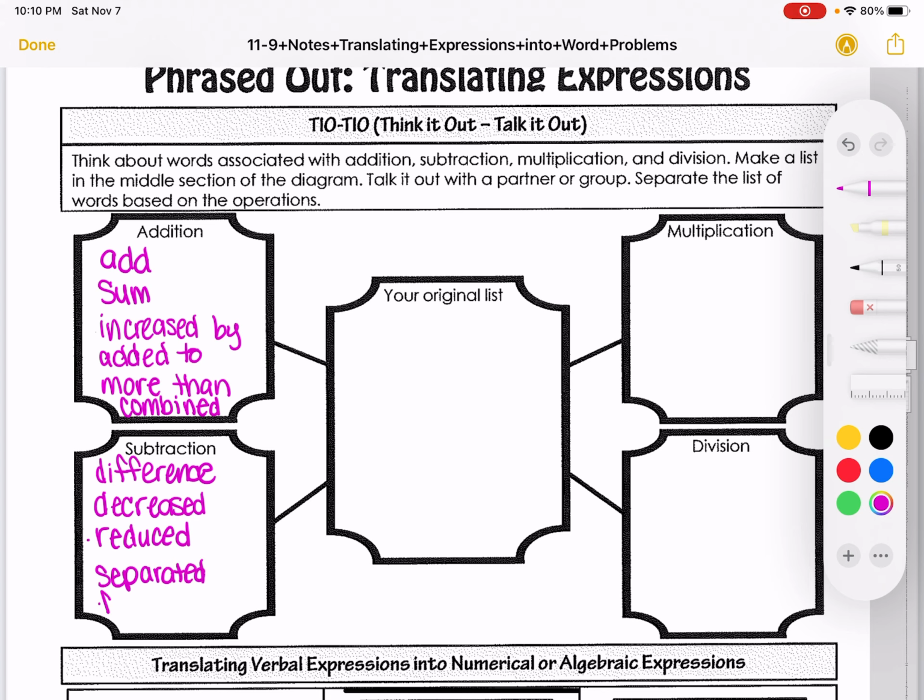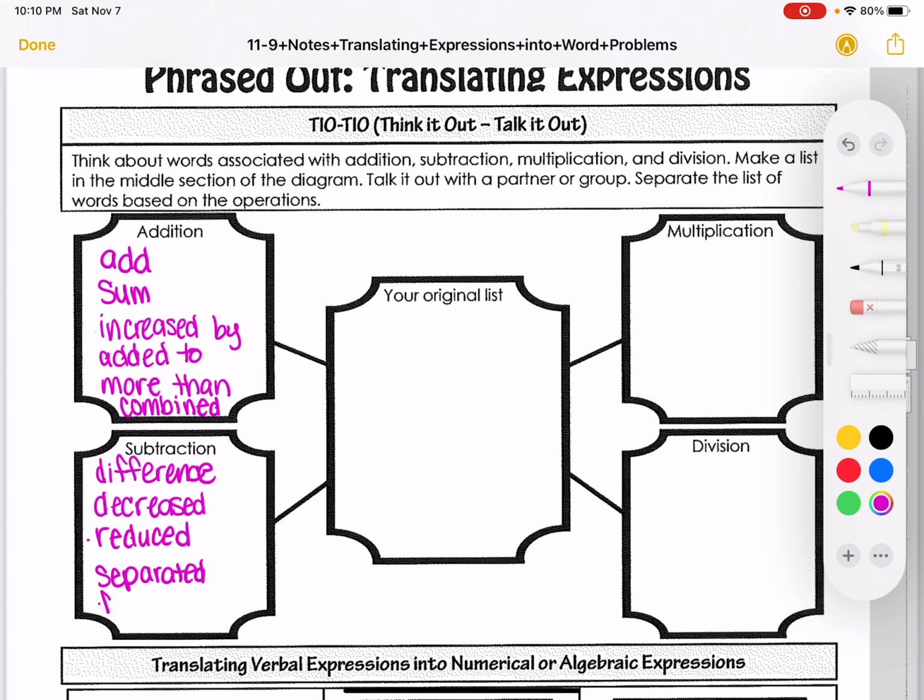All right, let's do a few examples. Underline words that indicate the operation of the expression. So we have for more than, that's going to be addition. 10 decreased by, that's going to be subtraction. And then we have the product. We know that we've learned product before, that's going to be multiplication. And then a number divided by, that's going to be division.